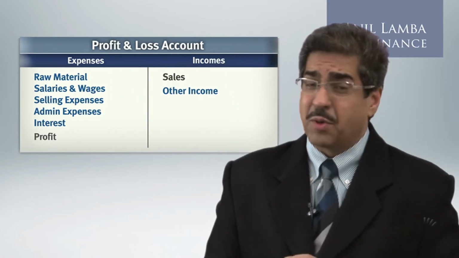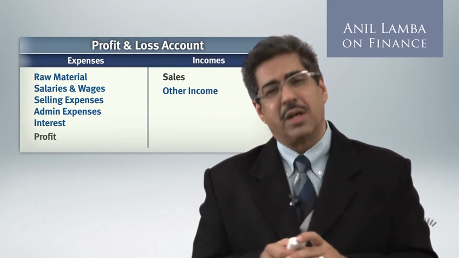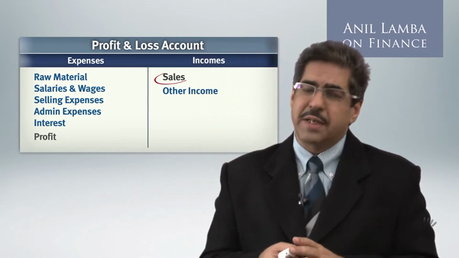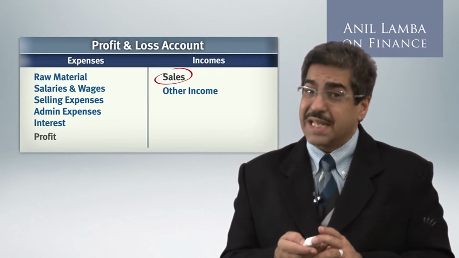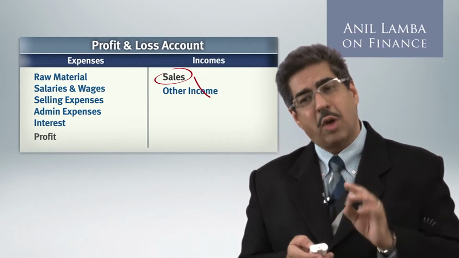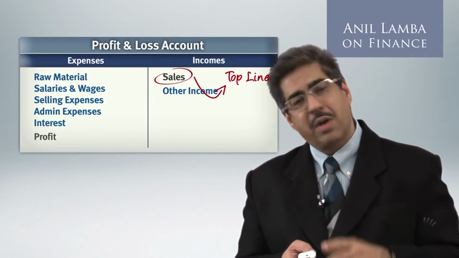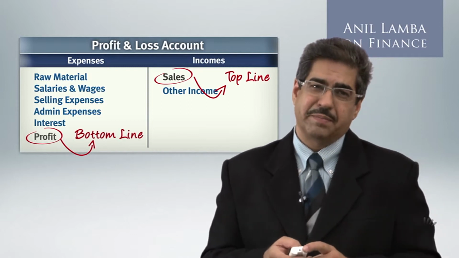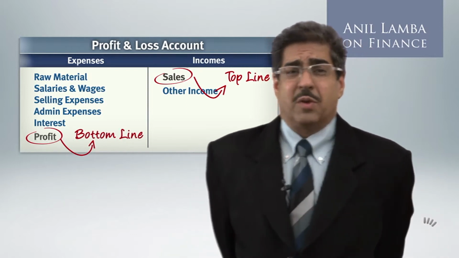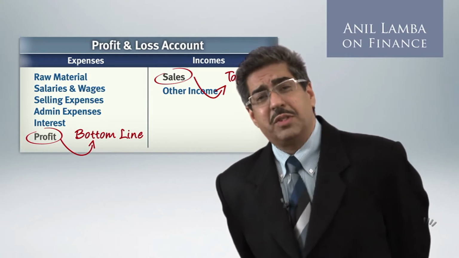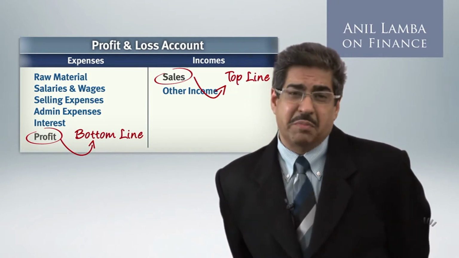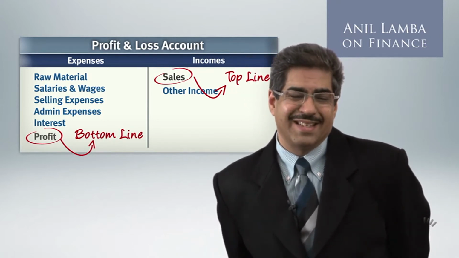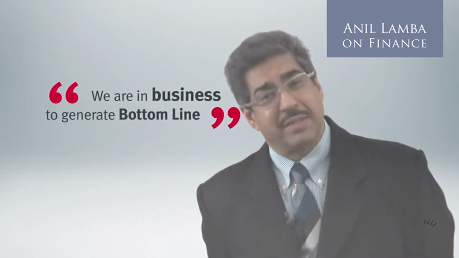In these sessions, I'm going to avoid as far as possible the use of jargon. But using a little bit of jargon, that number on the top right-hand side of the profit loss account, sales, is called the top line. And the figure on the bottom left-hand side of the profit loss account is called the bottom line. Now, can you tell me what is business all about? Are we in business to generate top lines, or are we in business to generate bottom lines? Folks, we are in business to generate bottom line.